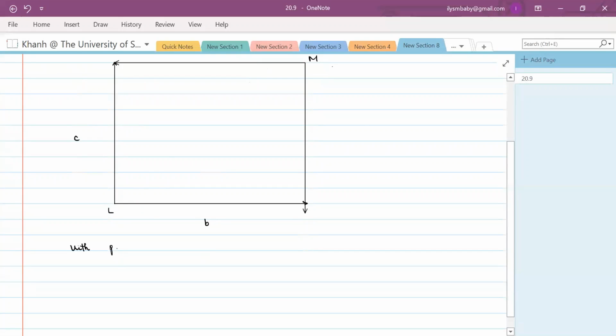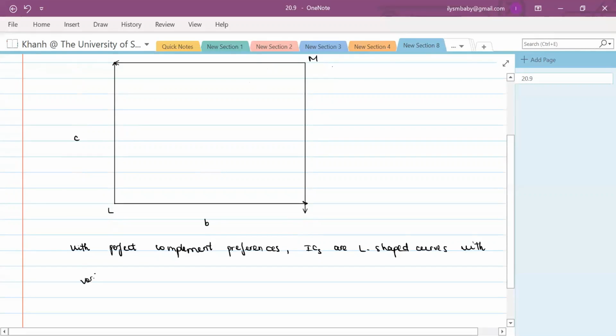So I'll say with perfect complement preferences, the indifference curves are L-shaped curves with vertices on the line B equal to C. So BL equals CL for Ling, and BM equals CM for Maya.